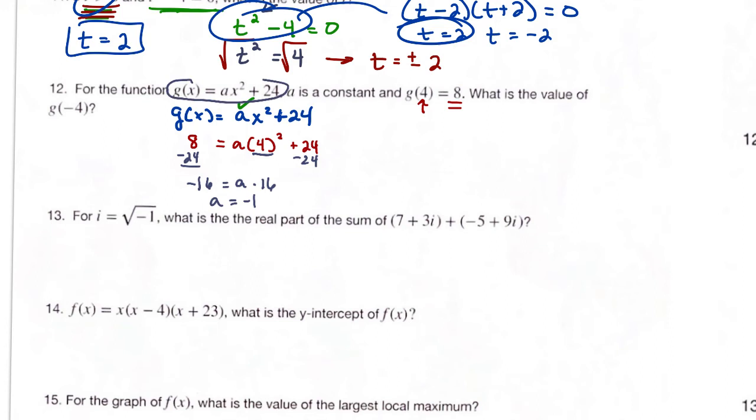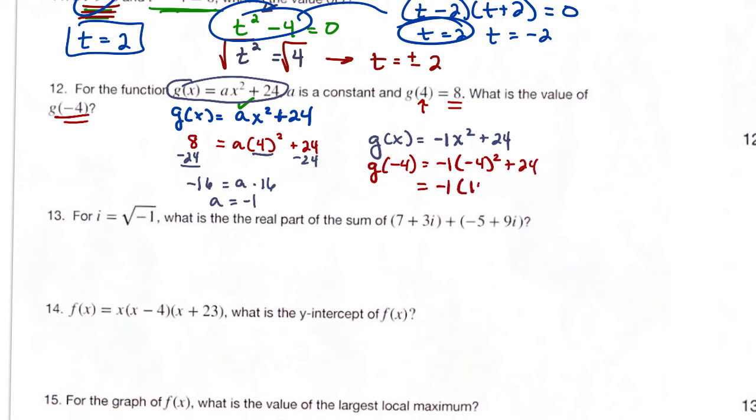So g of x, we now know, g of x is, a is negative 1, x squared plus 24. And now we can actually answer the question. What's the g of negative 4? Well, plug in the negative 4. And you can see it's negative 1 times 16 plus 24. Negative 16 plus 24 is 8. And so the answer is g of negative 4 is also 8.